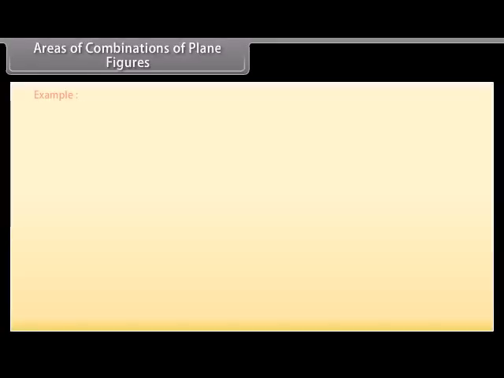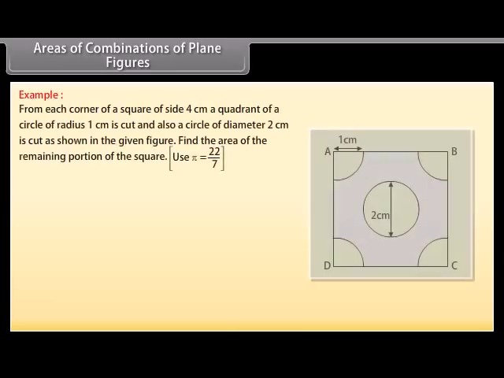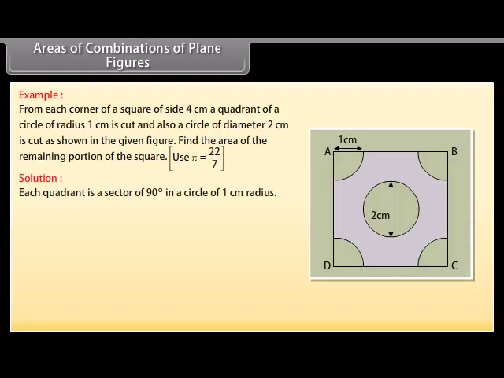Areas of combinations of plane figures. Example. From each corner of a square of side 4 cm, a quadrant of a circle of radius 1 cm is cut, and also a circle of diameter 2 cm is cut as shown in the given figure. Find the area of the remaining portion of the square. Use pi as 22/7. Each quadrant is a sector of 90 degrees in a circle of 1 cm radius.